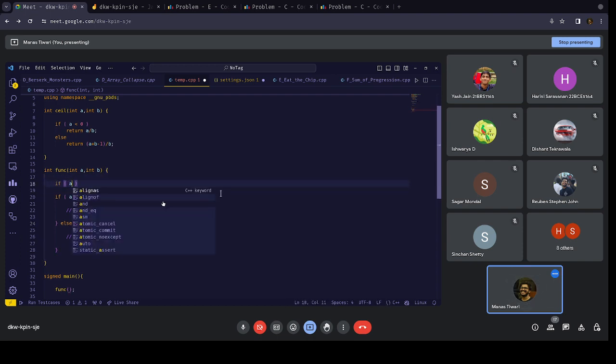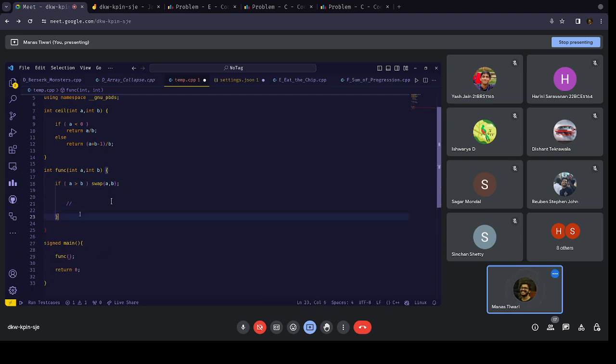If a greater than b, like the prerequisite of this function was that a should be less than b, so you just swap a and b, right? Or you use your own swap function. There is a swap function in C++ itself. You just swap it, then do whatever normally you want to do, whatever similar set of functions that you are performing, right? Why do you have to write the same thing 2 times?